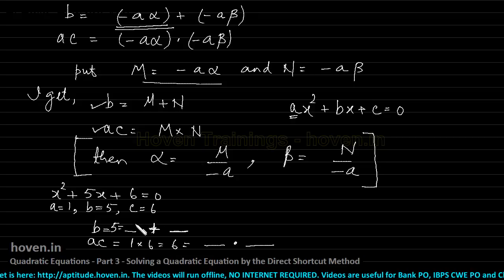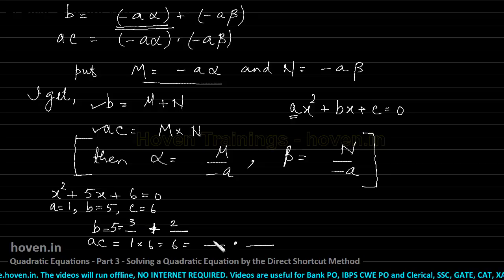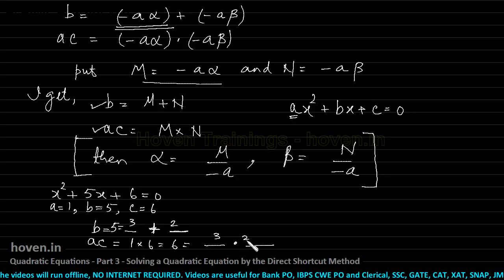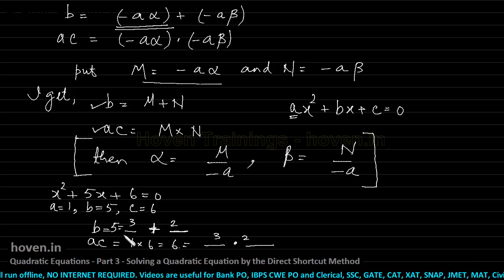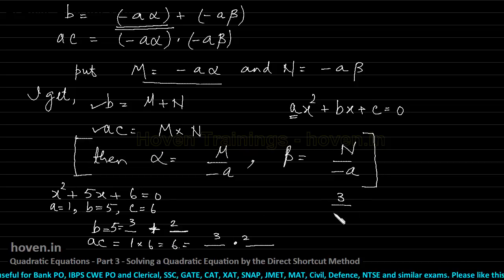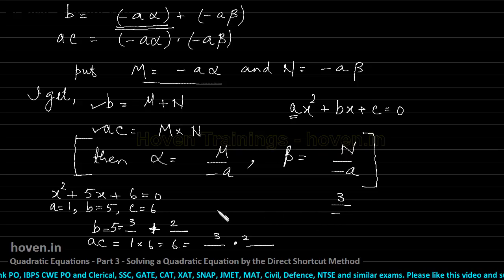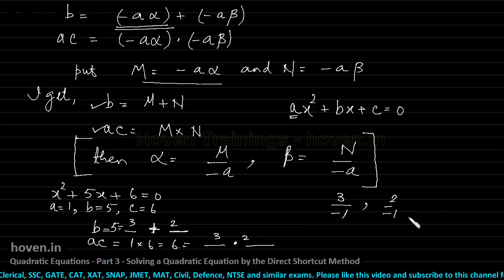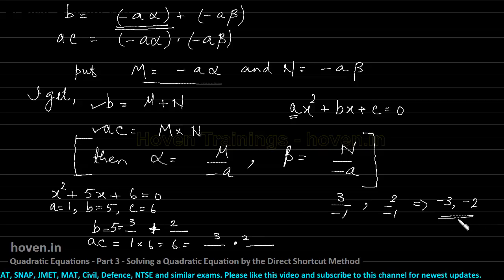We'll guess. Suppose I try thinking, then my answer would be 3 and 2, because 3 into 2 is 6 and 3 plus 2 is 5. This means I have found two numbers whose sum is 5 and whose product is 6. So the roots would be 3 by minus 1 (this a is 1), comma, 2 by minus 1, which implies minus 3 and minus 2 is the solution to this quadratic equation.